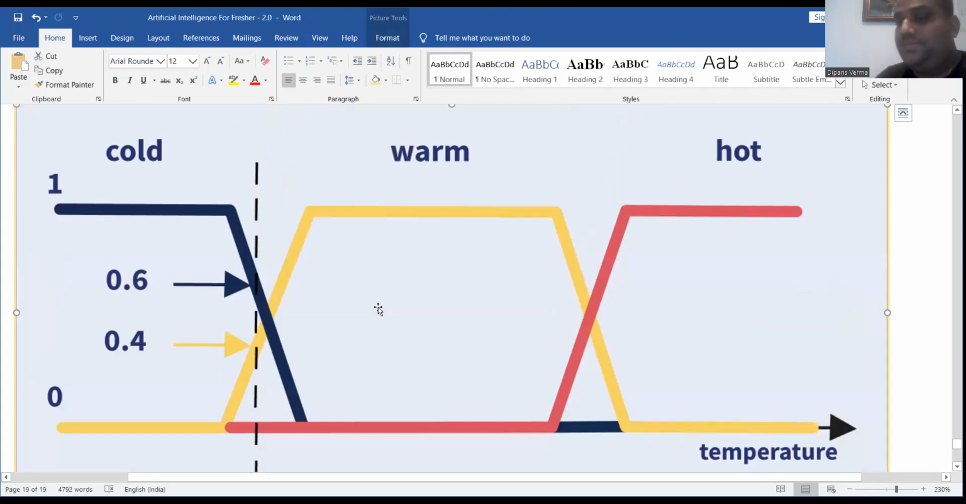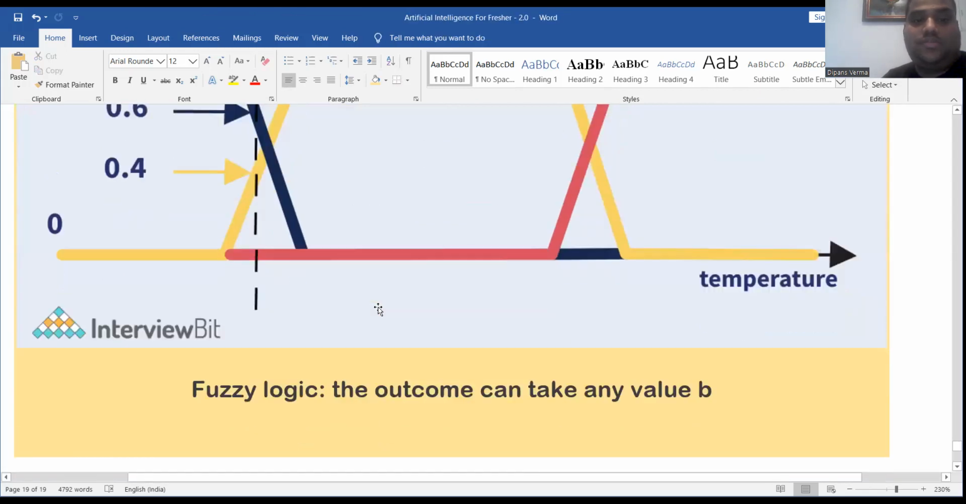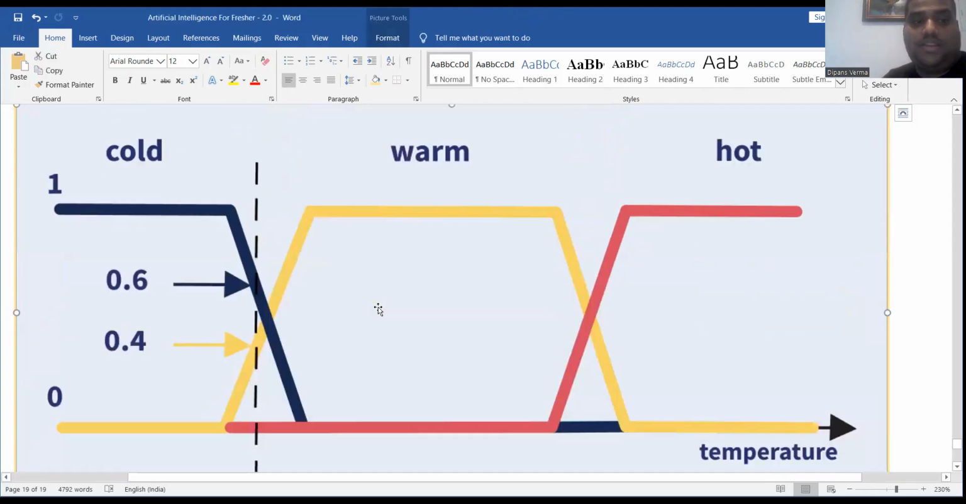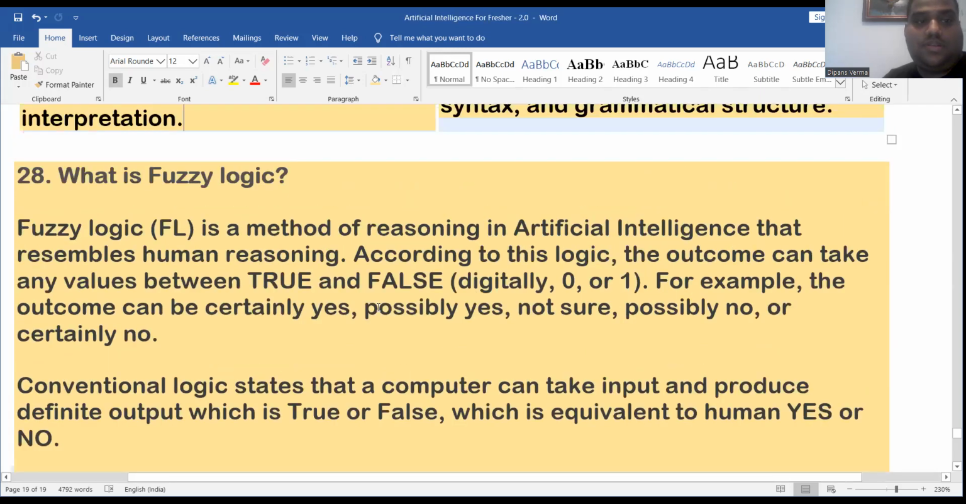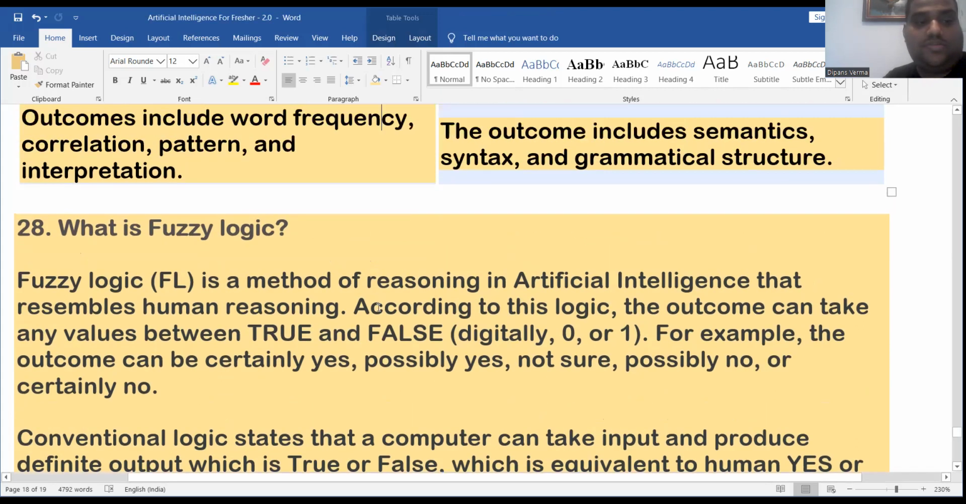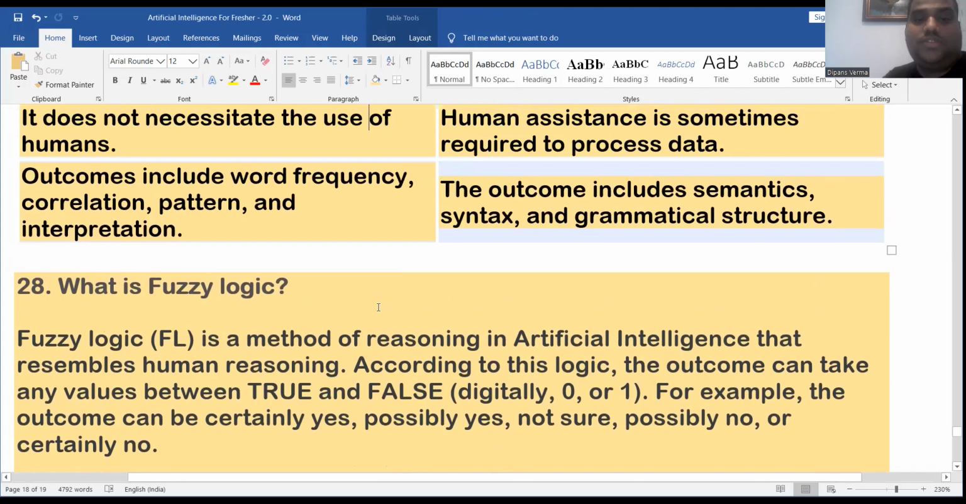Cold, warm, hot, 0.4, 0.6. Right? So visualize that it can take any value. That's correct. Conventional logic takes input and produces a definite output, which is true or false, equivalent to human yes or no. Fuzzy logic is a method of reasoning in abstraction that resembles human reasoning. This logic lies between true and false. For example, the outcome can be certainly yes, probably yes, not sure.